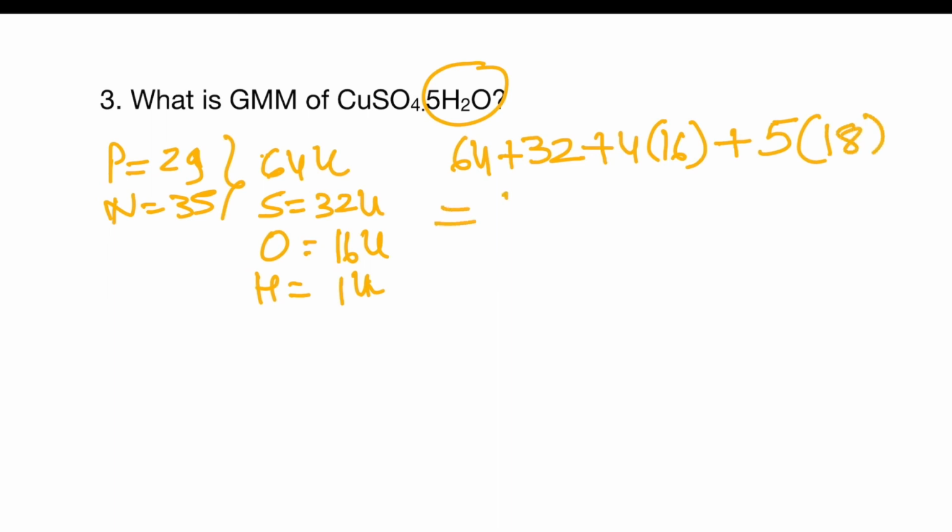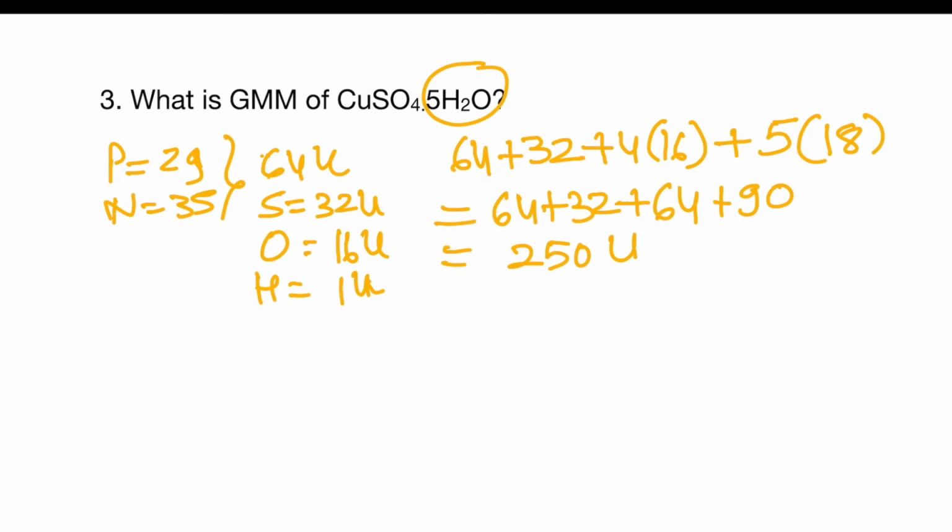So this total is 64 plus 32 plus 64 plus 90. This is equal to 250 units. So the molecular mass of copper sulfate is 250 units.